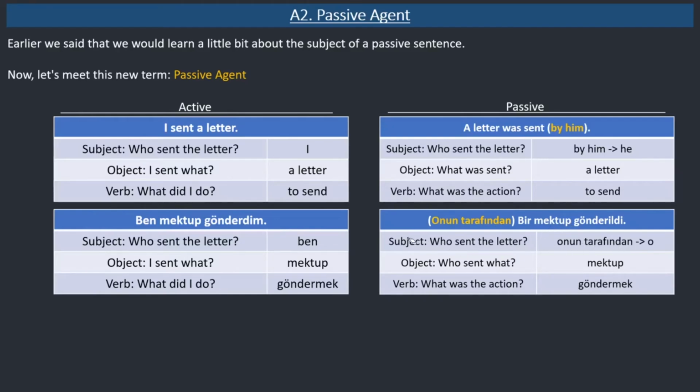Onun tarafından, so who sent the letter? Well, I still don't know. Here I don't know, but there is this agent. There's this extra detail. It tells me onun tarafından, by him, which technically means he. Maybe my dad, maybe my mom, my friend, whoever, just he or she.